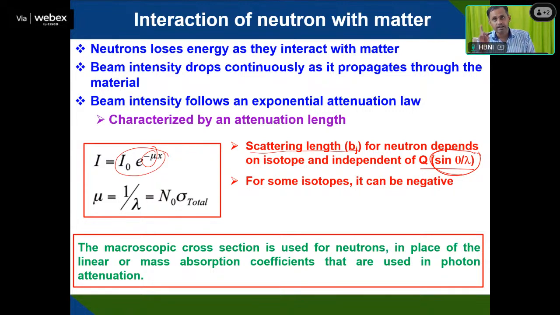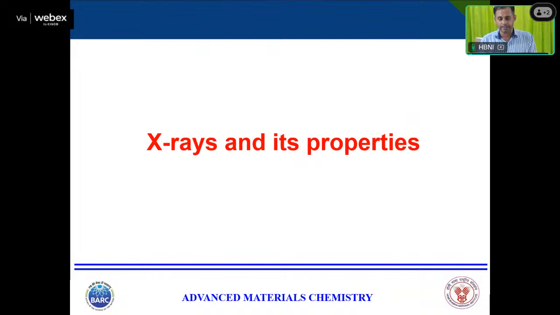In the case of X-ray, it interacts with the electron, but in the case of neutron, it interacts with the nucleus, and that depends upon the scattering length of the neutron interaction. So that varies randomly. Because of that interaction, the peak intensity varies. We will discuss the different techniques individually.